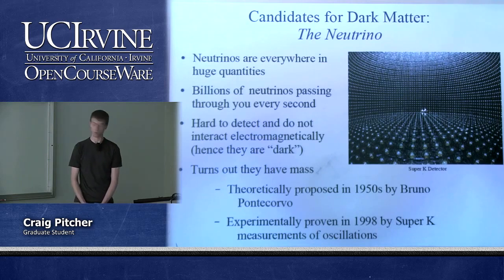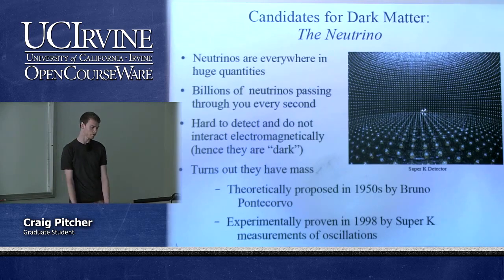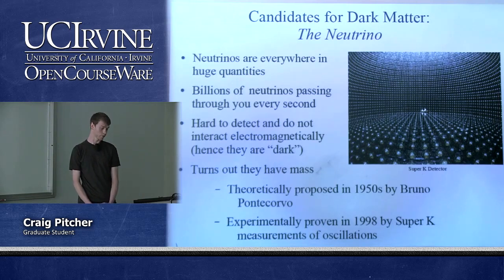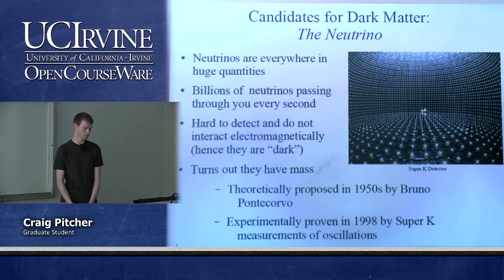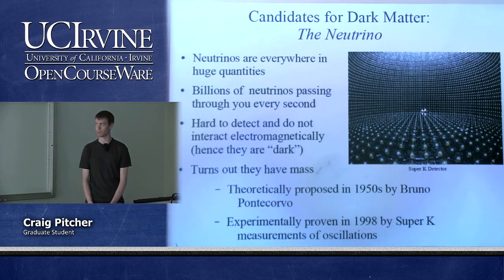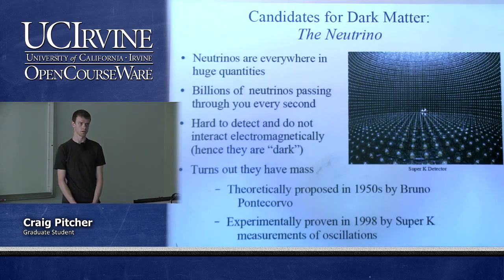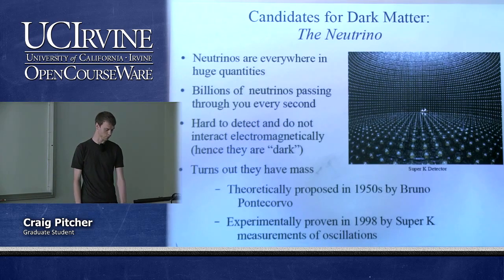First, we'll consider the neutrino as a dark matter candidate. We know that neutrinos are everywhere, and there are billions of neutrinos passing through our bodies every second. They're hard to detect and don't interact electromagnetically, so they're dark. Originally, the standard model predicted neutrinos were massless, but it was theoretically proposed in the 50s that they had mass, and then this was experimentally proven by Super-K in 1998 from neutrino oscillation measurements.